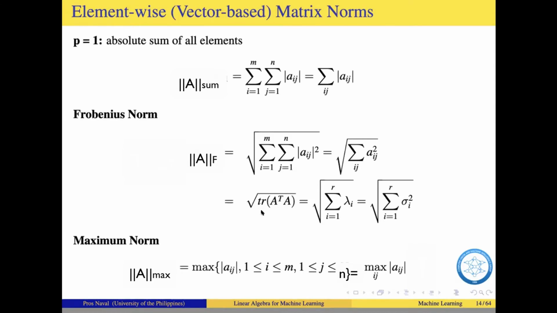So it's also equal to the square root of the trace of A transpose A, and this formula here, which at this point may not be understandable because you don't know what the trace is. We'll define it later on. And this lambda here is your eigenvalue, which we'll discuss later. Sigma here is also to be discussed later. It's called the singular value. Now, the maximum norm is the largest element in the entire matrix or in the stack vector.